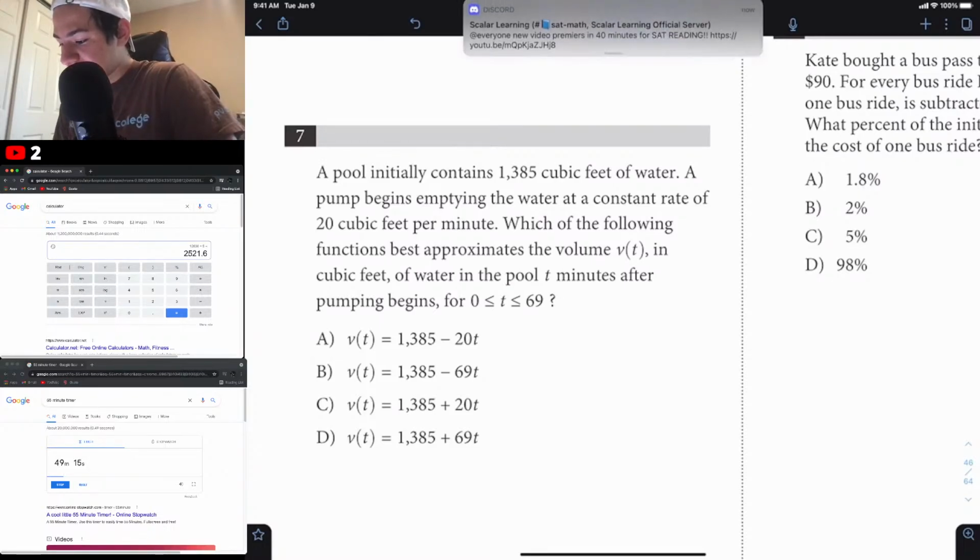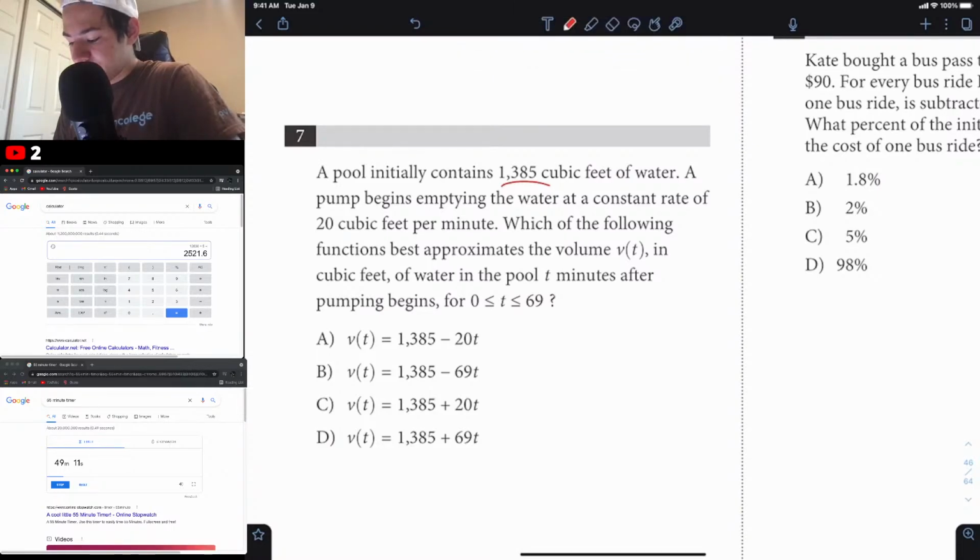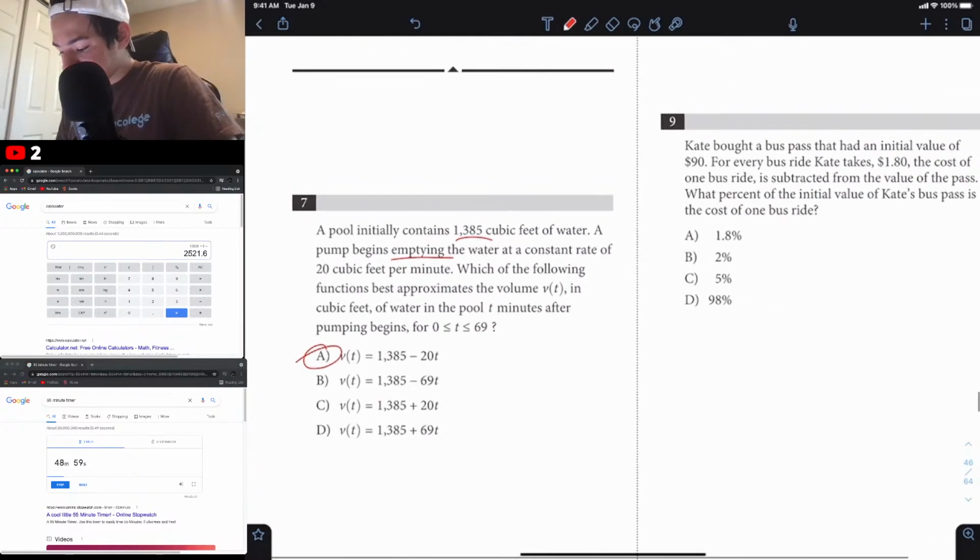So initially 1385. So we know that's going to be our y-intercept, right? And then our slope is going to be negative because it's emptying, 20 t. So I would definitely say the answer here is A.